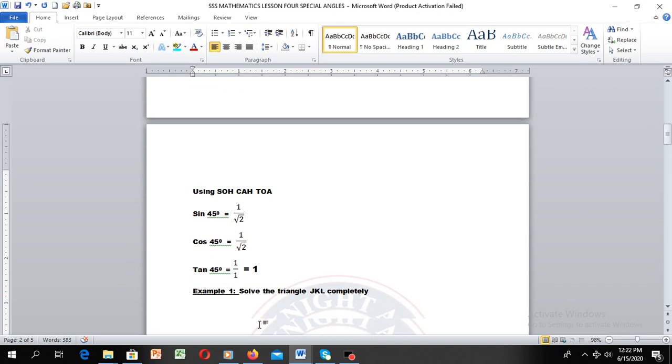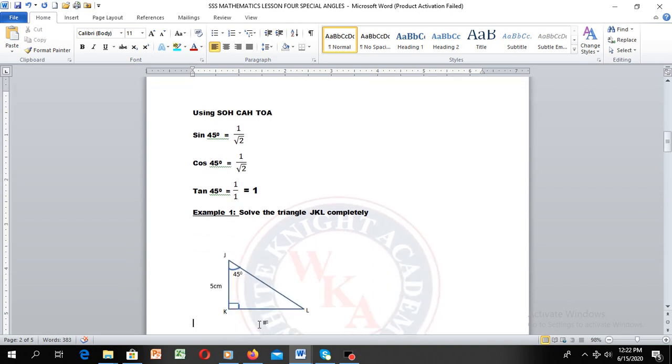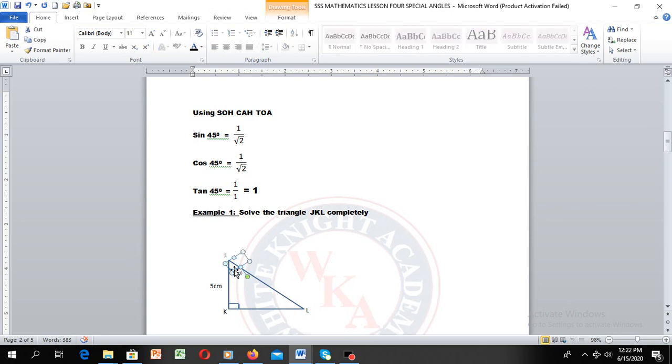Alright, let's solve an example. In this example, we're told to solve the triangle JKL completely. Yes, solving it means finding what we're not given, and of course, in this case, the sides. So we're going to be finding that our angle 45 degrees is on the upper part of the triangle. So that means that the opposite side is going to be side KL. The adjacent side is going to be side JK, which is given as 5 centimeters. And then the hypotenuse is JL, which is unknown. They didn't give us the value. So we are going to look for side JL, which is the hypotenuse, and side KL, which is the opposite in this case.